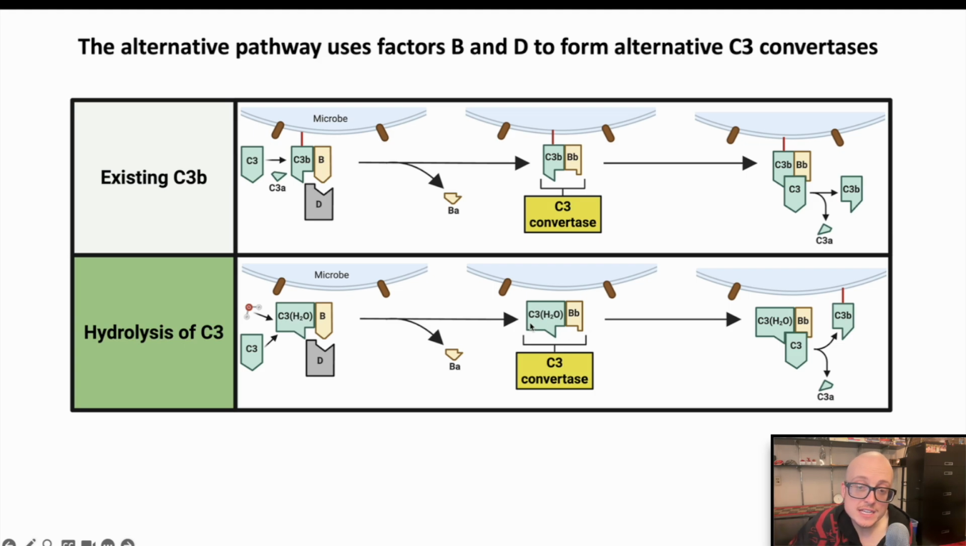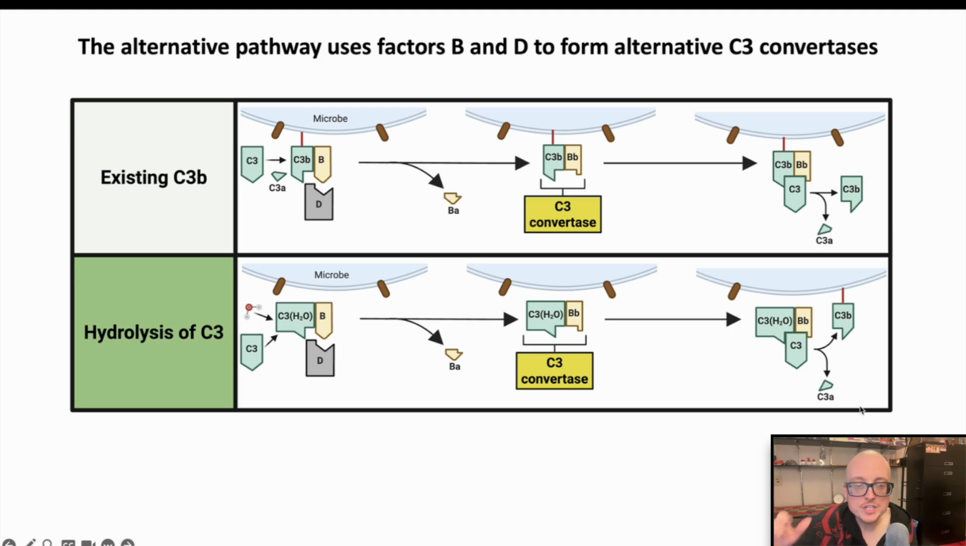Functionally, C3H2OBb is identical to C3bBb. They are both C3 convertases. The only difference is just how we initiate them, what this side of the molecule looks like. But in either case, they can both bind to new uncleaved copies of C3 and cleave it into C3a and C3b. It will then go on to do the next steps in the complement cascade.